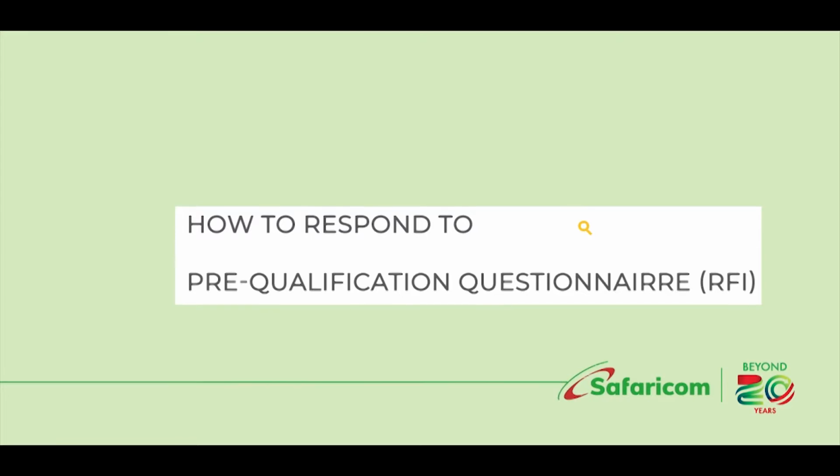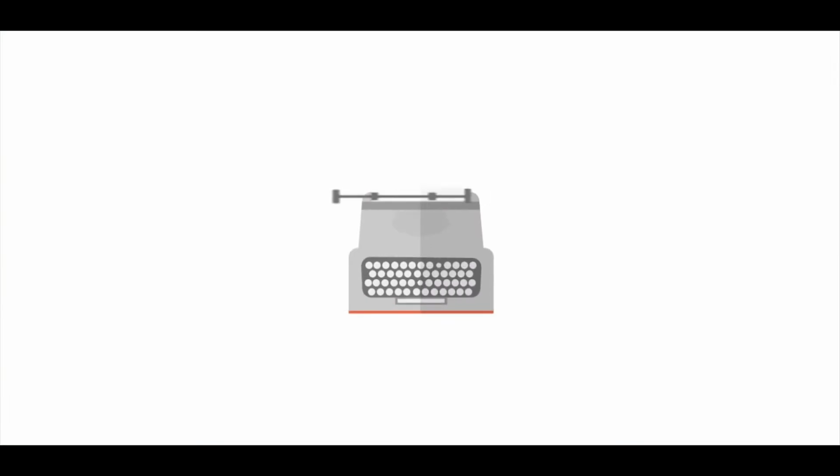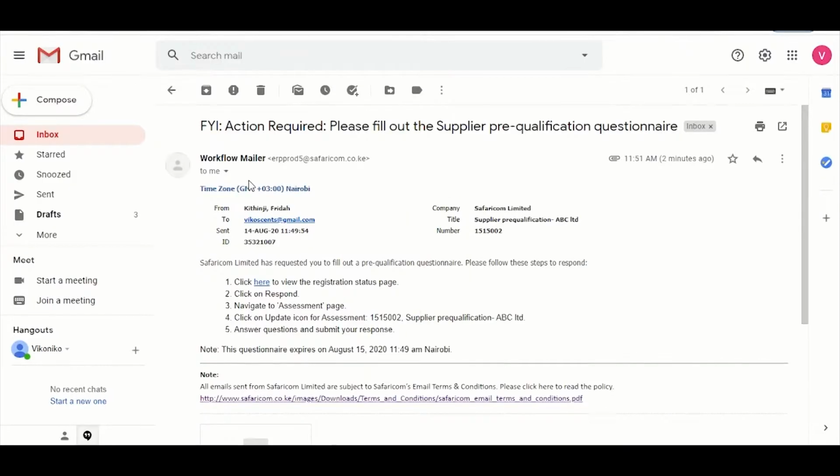Hello and welcome. In this video, we shall learn about supplier response to the Pre-Qualification Questionnaire or the RFI. This is normally published to the supplier after the first registration step, and they receive an email from Workflow Mailer with a link to the RFI. The action required is to fill out the supplier pre-qualification questionnaire and provide additional documents.